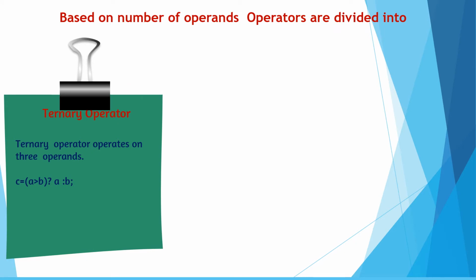And the last one is the ternary operator. Ternary operator we will discuss in detail later, just like increment and decrement. This contains three operands. For example: c is equal to a greater than b, question mark, the condition is here, then a colon b. So this we will do as a topic after some videos.